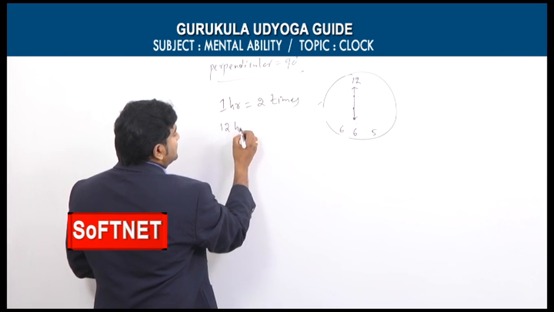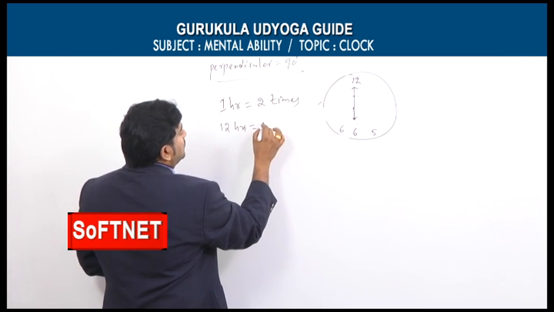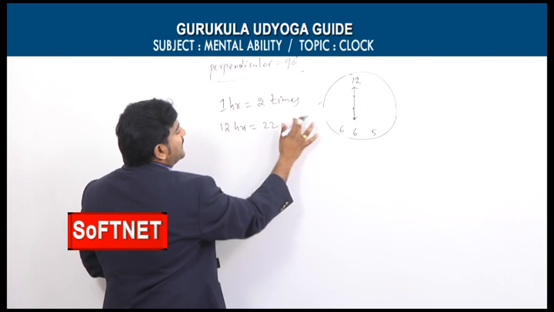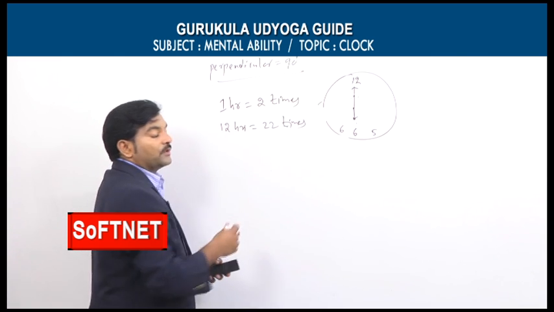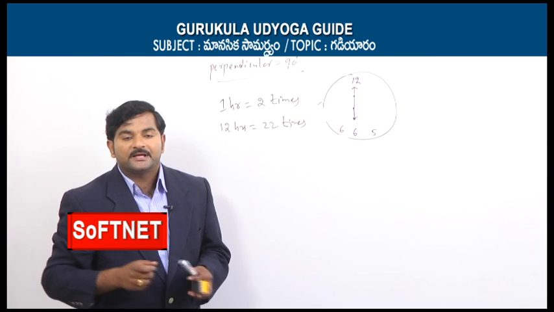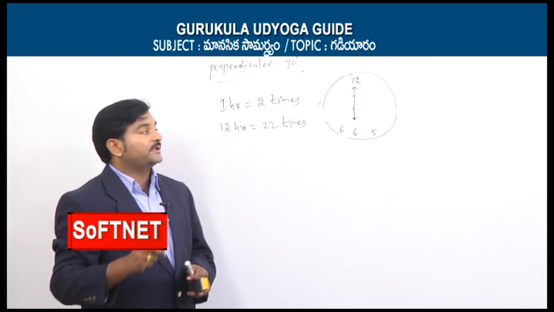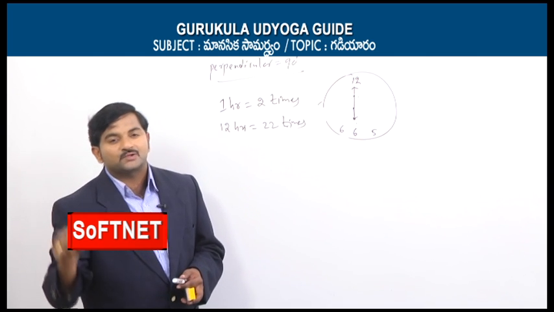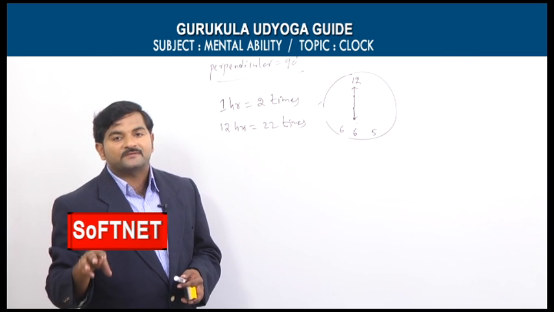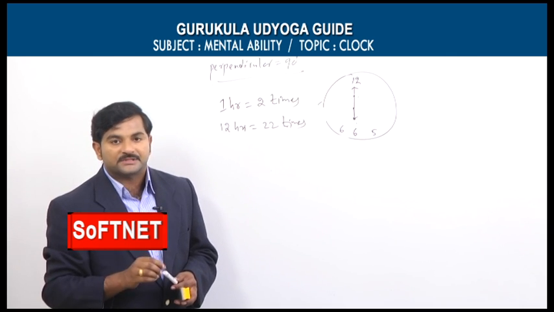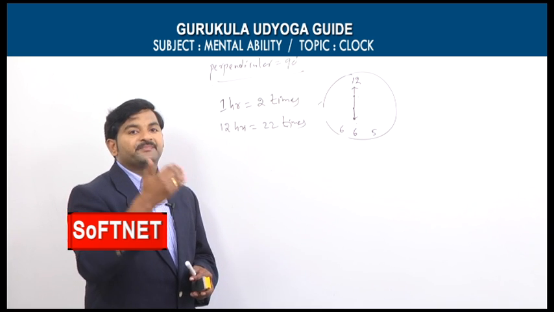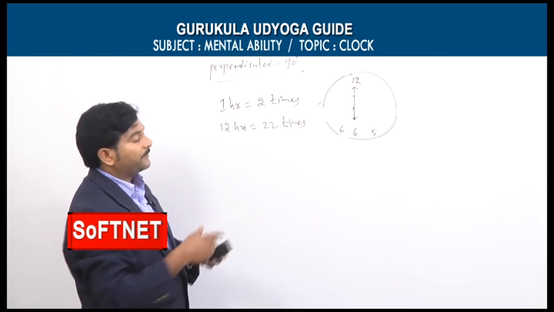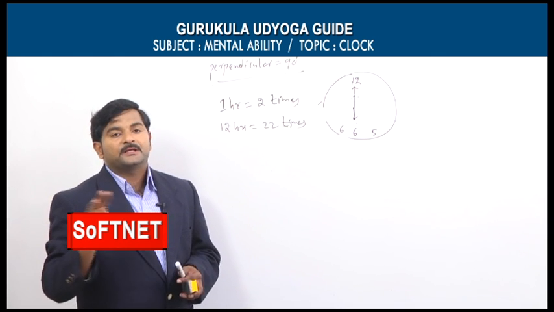For 12 hours, it could actually be 24 times, because for every 1 hour 2 times, but only 22 times they will be perpendicular to each other. Here also we can give one counter example. The counter example is from 2 o'clock to 3 o'clock and 3 o'clock to 4 o'clock. For these 2 hours, instead of 4 times, the hands are perpendicular to each other only 3 times. Similarly, from 8 o'clock to 9 o'clock and from 9 o'clock to 10 o'clock, for these 2 hours also, two hands are perpendicular to each other only 3 times instead of 4 times.